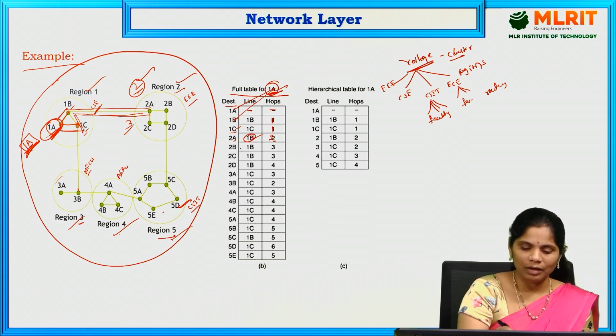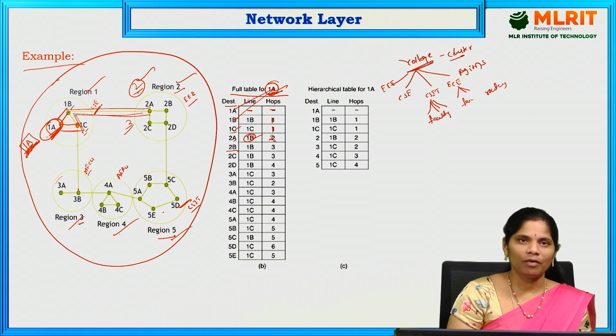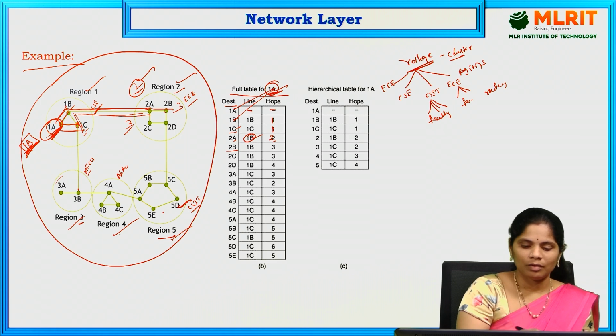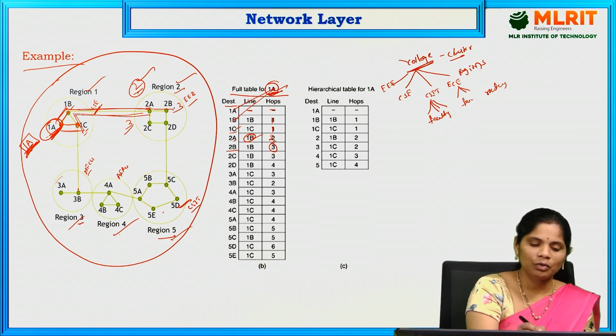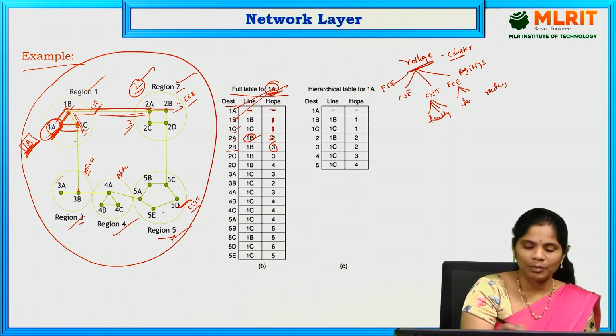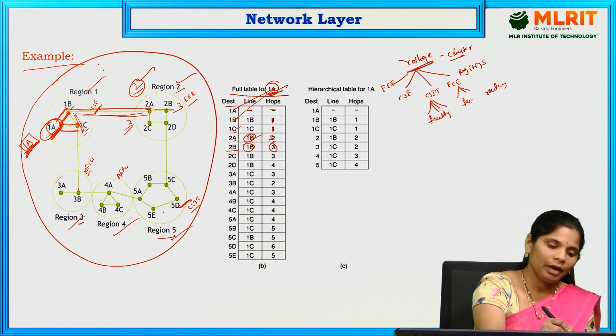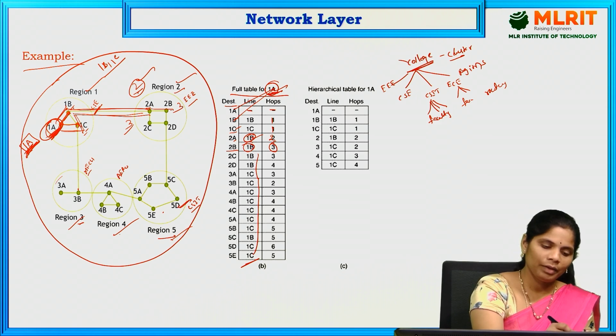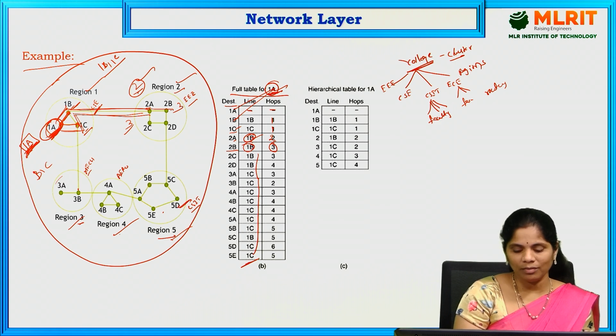And next one, 1A to 2B. How are we going to travel from 1A to 2B? 1A, 1B, 2A, 2B. Total 3 routers. And what is the next hop? If you want to travel from 1A to 2B, the next hop is 1B only. That is the only one we mention because 1B and 1C are the direct neighbors of 1A. That's why we are writing here that the next hop is B or C only. Why are we writing B and C? Because only B and C are the direct neighbors of A.